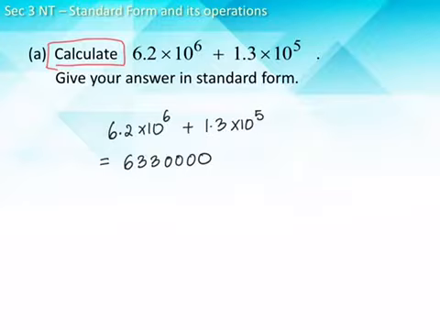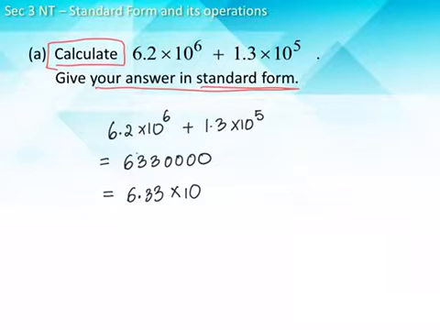However, they want us to give our answer in standard form. So I need to change this number to a number bigger than 1, smaller than 10, which is 6.33, but I'll need to multiply by 10 to make it become a bigger number. And in this case, I will have 6.33 times 10 one time, 2, 3, 4, 5, 6. So this will be times 10 to the power of 6. And this will be the answer.